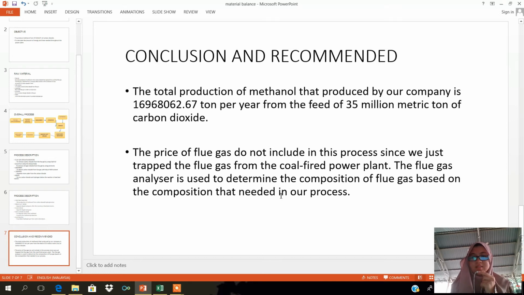The flue gas analyzer is used to determine the composition of the flue gas based on the composition needed in our process. Okay, so that's all from us.